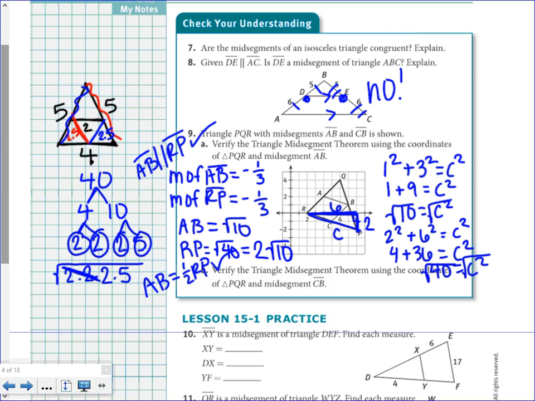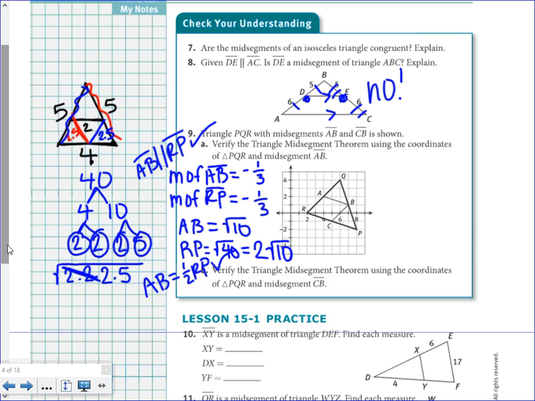So now we want to do the same idea for part B. We need to look at the slope to start with. So the slope from C to B, we go up to the right 2. 2 over 2 is 1. The slope of R to Q, up 4, to the right 4. 4 over 4 reduces to 1. So that tells us that CB is parallel to RQ.